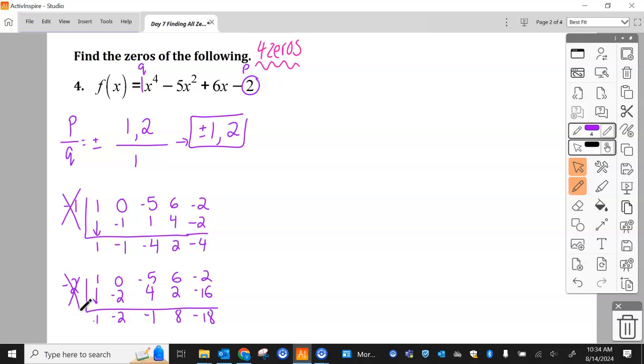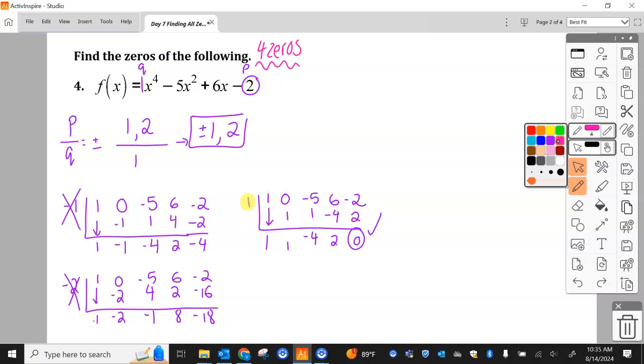All right, let's go to those positive values. Let's try 1. Surely this one's got to work. So 1, 0, negative 5, 6, negative 2. Bring down that first term, multiply, add, multiply, add, multiply, add, multiply. Woohoo! Perfect. So we know that x equals 1 is our very first zero. Okay, and we have 3 others to find.